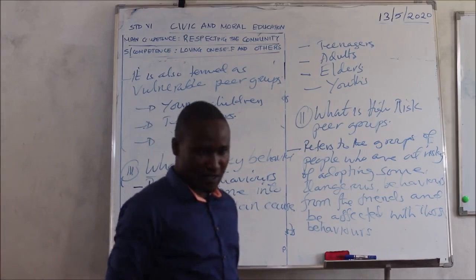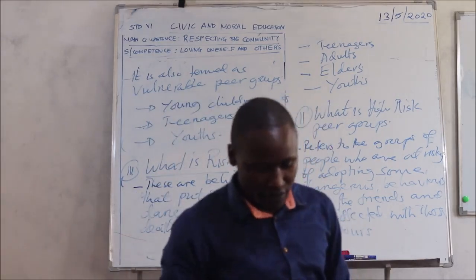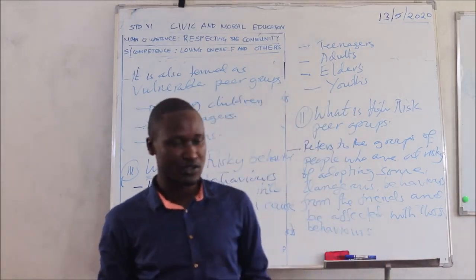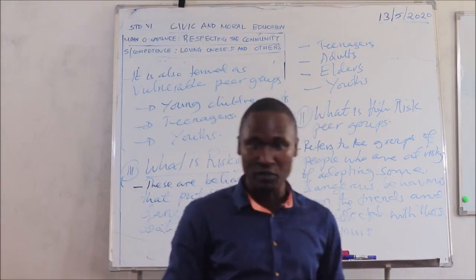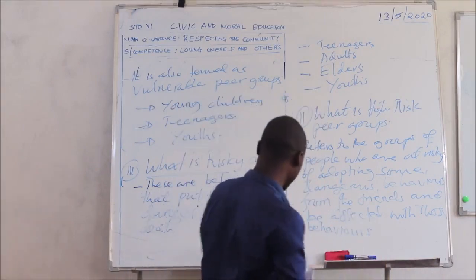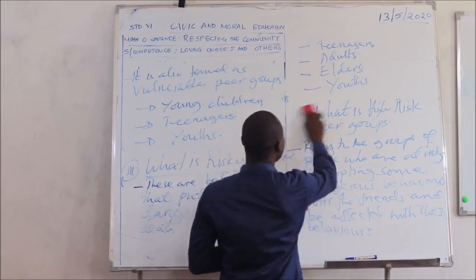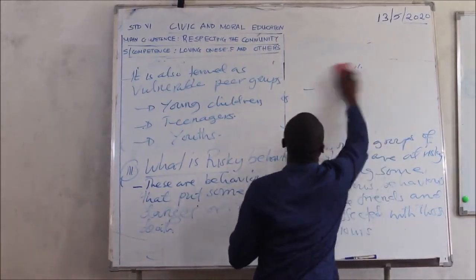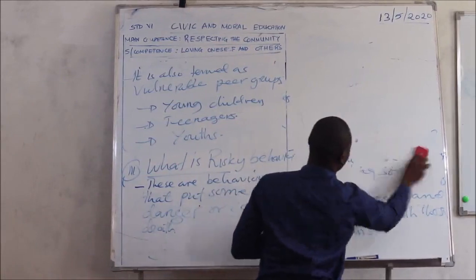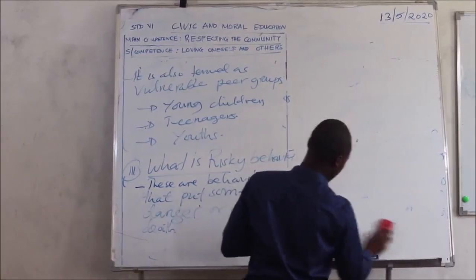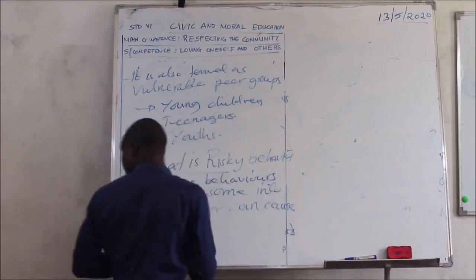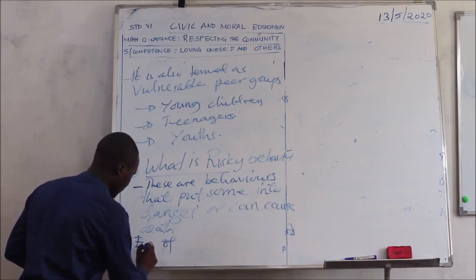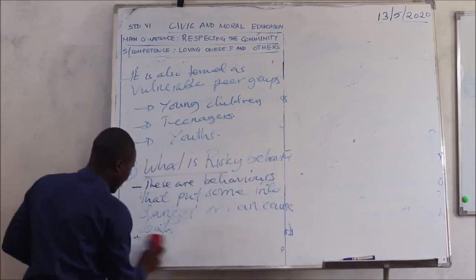Now, we have various examples of risky behaviors in our community where we are living. We have plenty of examples that you can think to list down where you are. Now let us all move together to mention examples of risky behaviors in our community. Examples of risky behaviors.